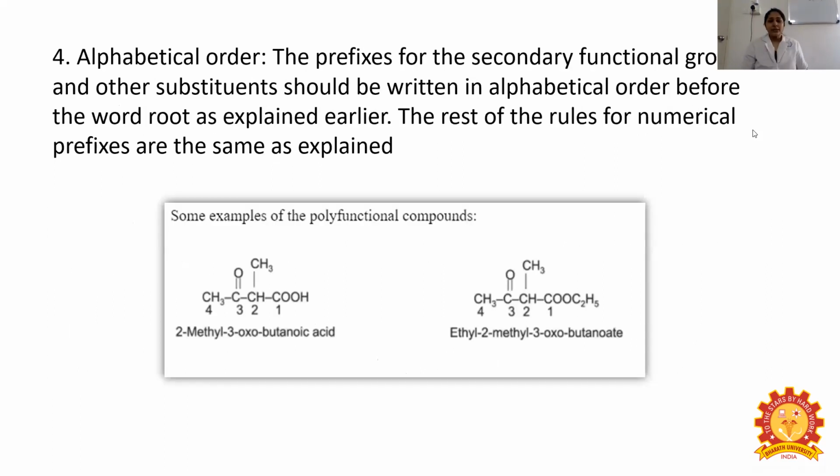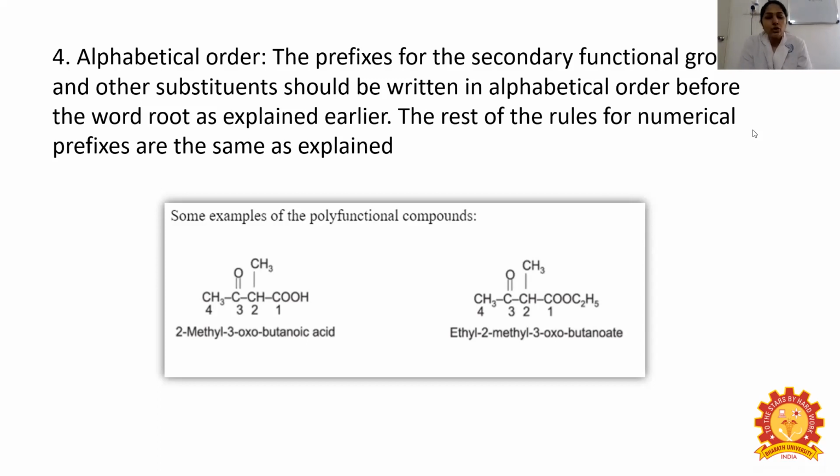Alphabetical order: the prefixes of the secondary functional groups and the other substituents should be written in alphabetical order before the word root, as explained earlier. The rest of the rules for the numerical prefixes are the same as explained.